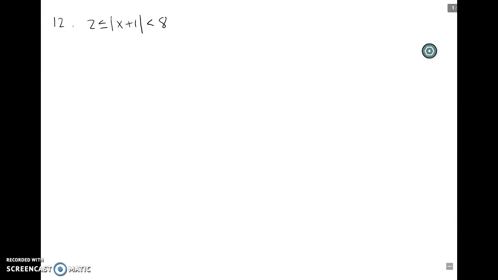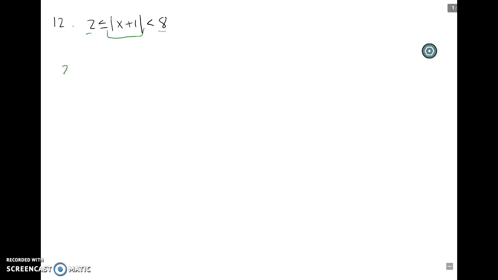Okay, this is number 12 on 1.8, the absolute value worksheet. You have 2 is less than or equal to the absolute value of x plus 1, which is less than 8. Because this absolute value is in between these two numbers, that means it's going to be an AND equation, okay? So I'm going to set this up as 2 separate equations with an AND.